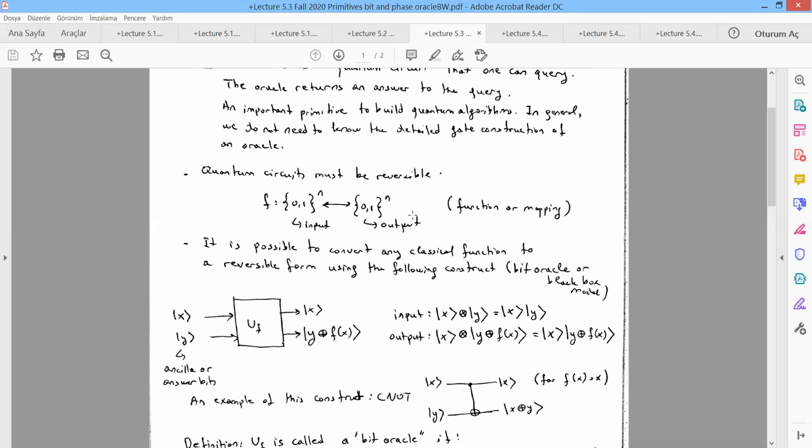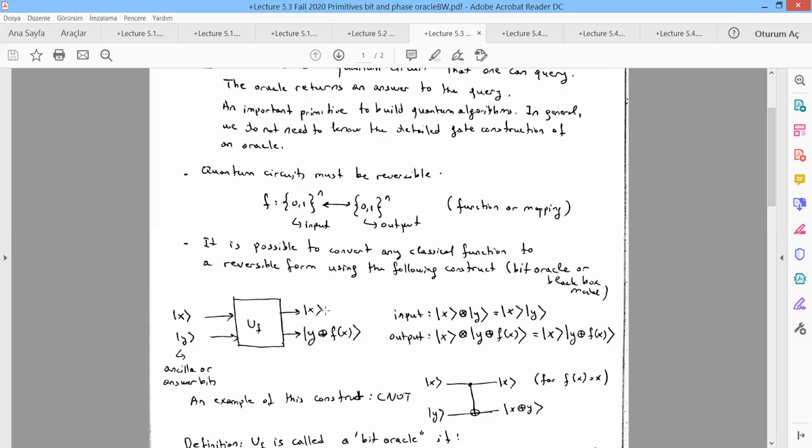And as we have discussed, it is possible to convert any classical function f of x to a reversible form using the following construct. Let's suppose we have a unitary transform u sub f that computes f of x on cat x input, just by introducing an ancilla bit, or this could be a string also of cat y.